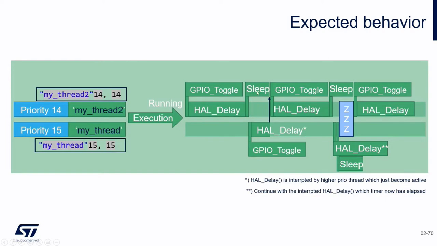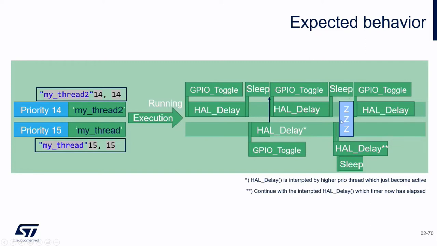As soon as we start the sleep, the scheduler is giving the control to my thread with priority 15. So there is a context switching, and priority 15 does the same with the green LED. So we toggle the GPIO, and then we move to L delay. But what happens here is that in the meantime, my thread 2 is ready. So there is a new context switch, the priority 14 thread preempts the priority 15 thread, and it starts again with this sequence, GPIO toggle, L delay, and it goes to sleep.